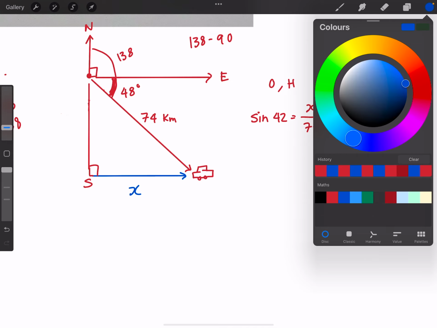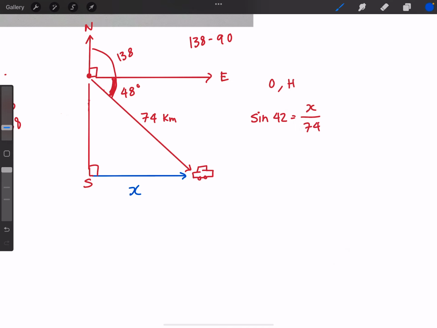You can look at the diagram and notice that the east line is parallel to this east line down here. Now, since these are two parallel, therefore this angle must be equal to this angle, which is also 48. So because that's 48, I can use this triangle here and say, let me see, cos of 48 is equal to X over 74, because cos is adjacent over hypotenuse.